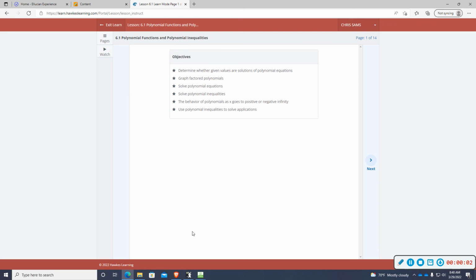Today we're going to be looking at section 6.1, polynomial functions and polynomial inequalities. Here we're in the learn section, and these are our objectives. We want to determine whether given values are solutions of polynomial equations.